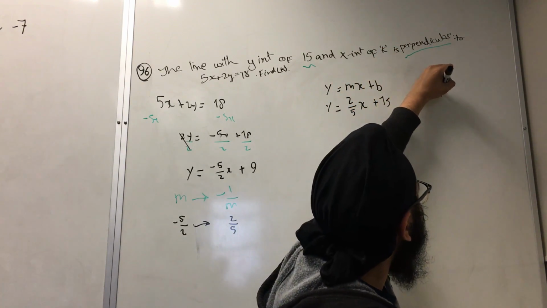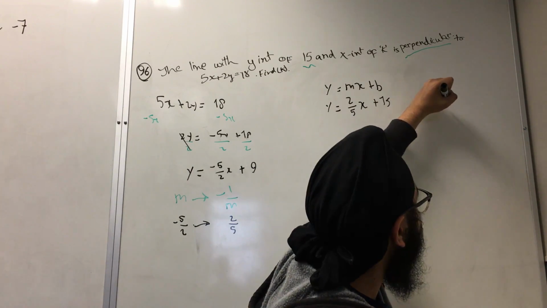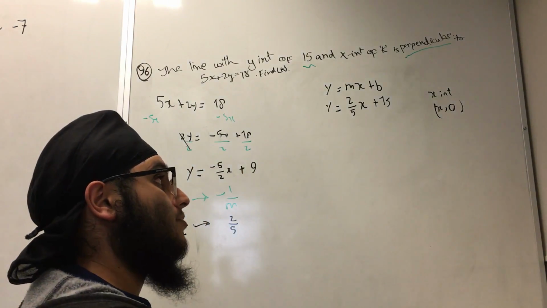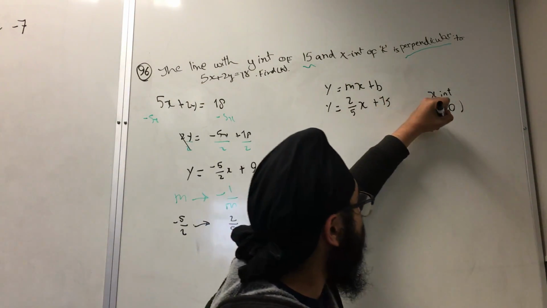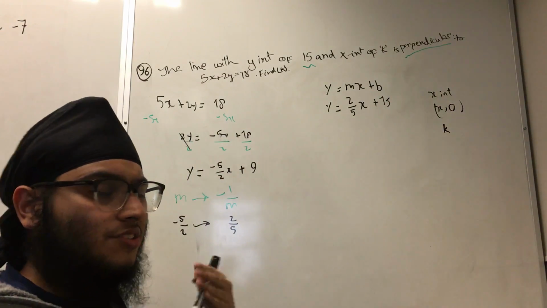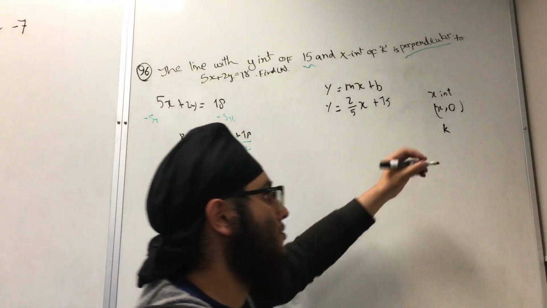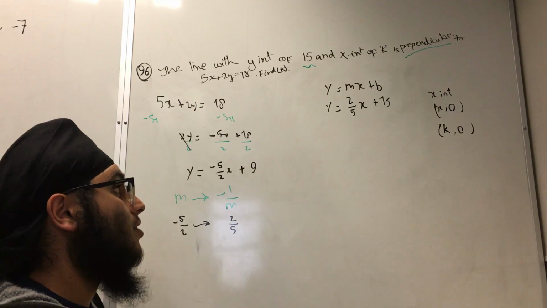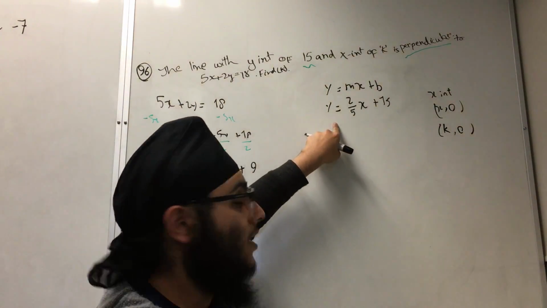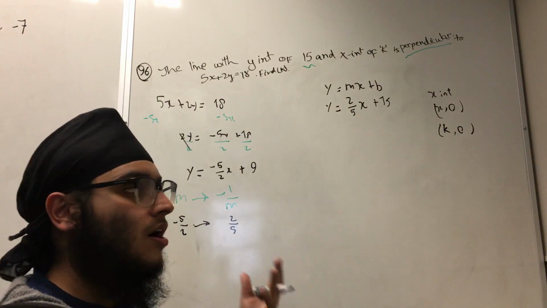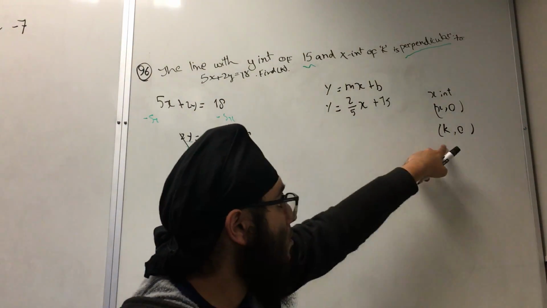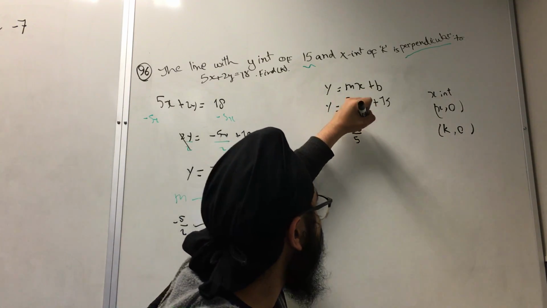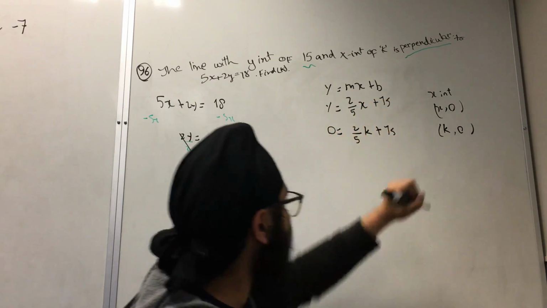If you have an x-intercept, you have a value of x and y equals 0, because that's the definition of an x-intercept. In this case, this x is a value of k, just a substitution for whatever this value will be. So right now we can write it as (k, 0). That's the coordinates of the x-intercept. We're going to substitute these values into this equation and do algebra to solve for k. For y we substitute 0, so you have 0 equals 2 over 5 k, instead of x, plus 15.